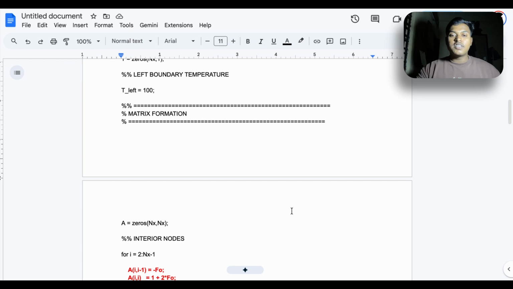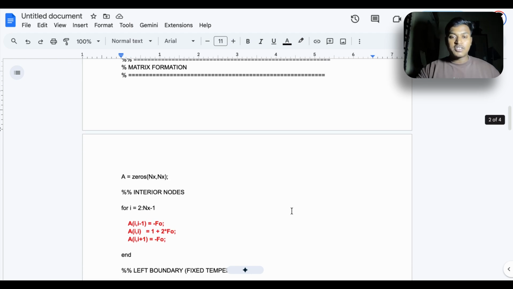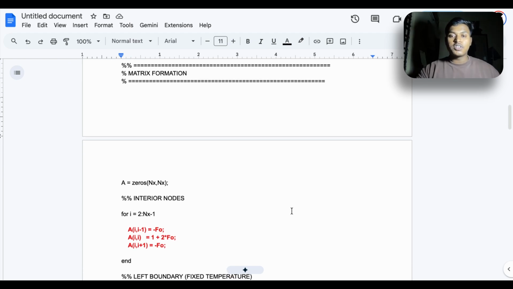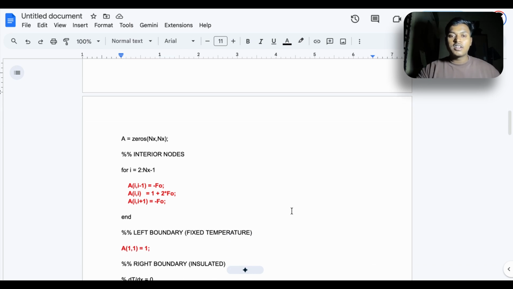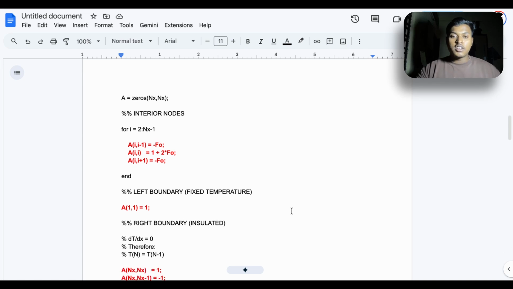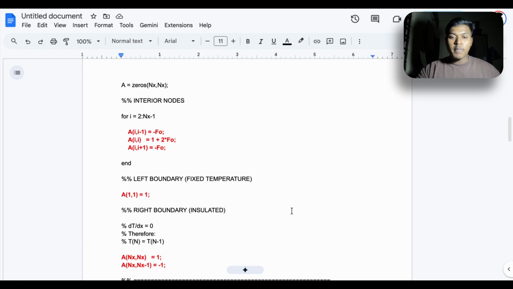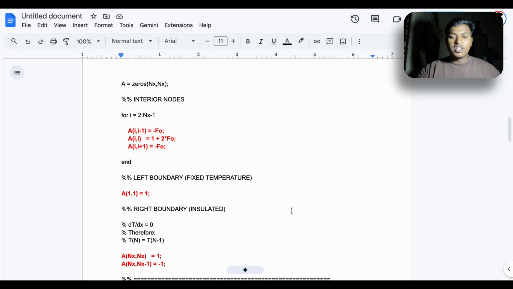Now after that, I will show you the matrix formation. The coefficient matrix for the implicit BTCS method is formed. The interior nodes are discretized using the finite difference formulation. Here you can see the matrix formation in MATLAB. This creates the tridiagonal coefficient matrix required for the implicit scheme.